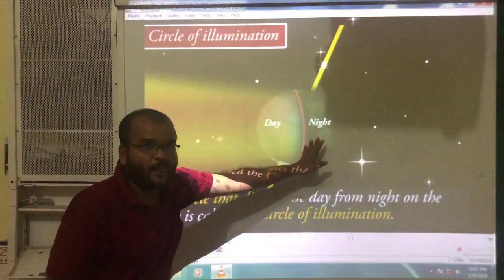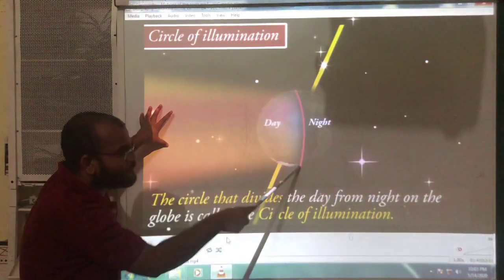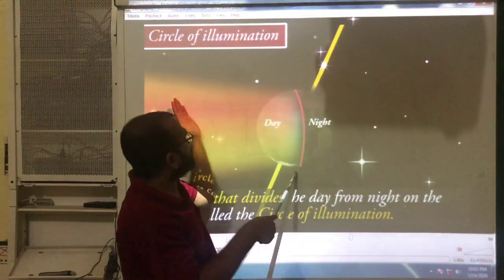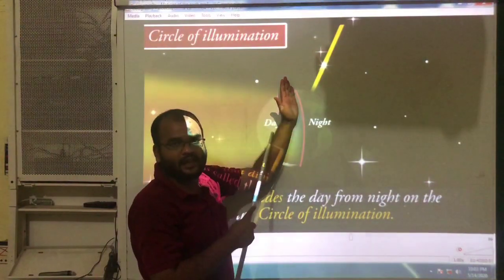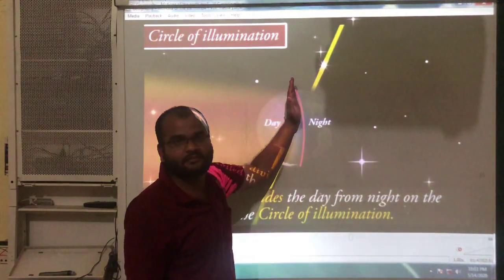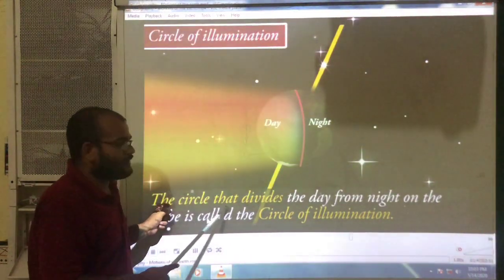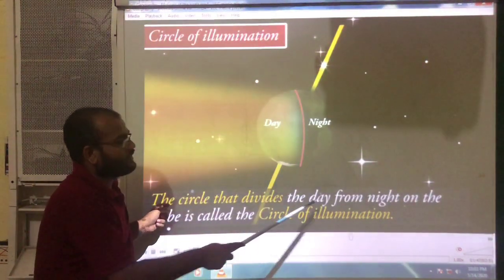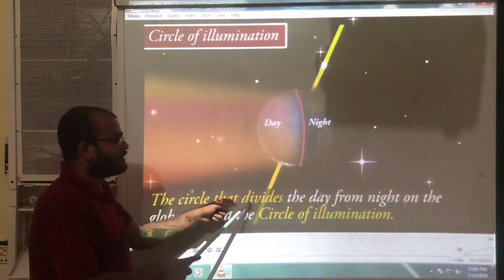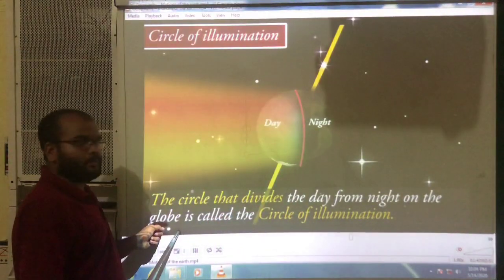Observe carefully. Here sun rays are falling on half of the earth, and the remaining half is not receiving sun rays. And see, the circle that divides the day from night on the globe.